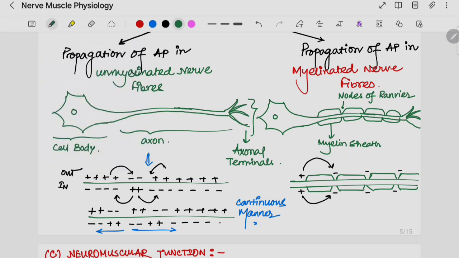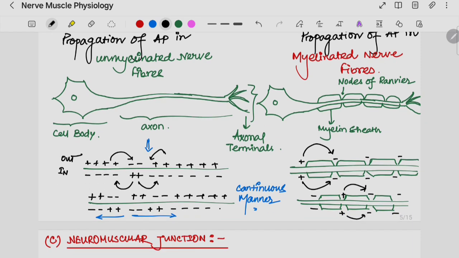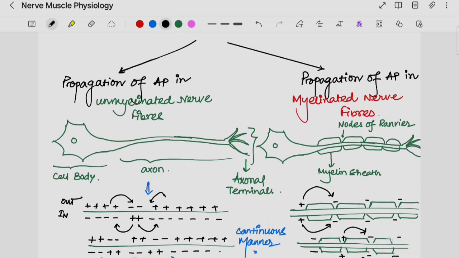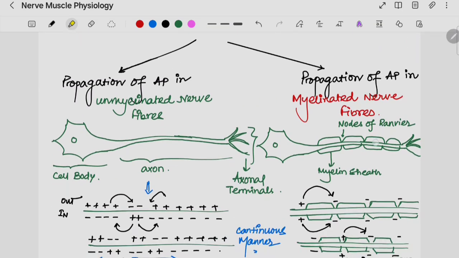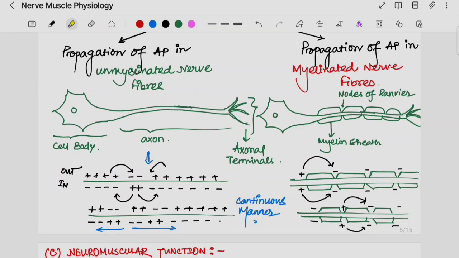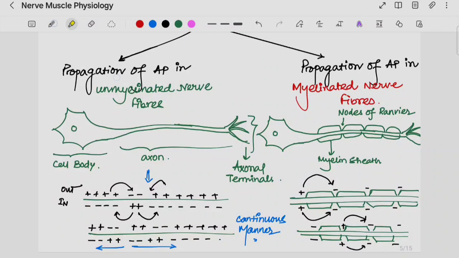So in the next stage, it also jumps from one node of Ranvier to another node of Ranvier. So it is known as saltatory conduction, right? This jumping from one node of Ranvier to another node of Ranvier in myelinated nerve fibers is known as saltatory conduction.